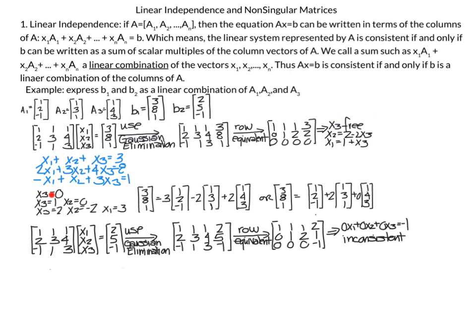So you can plug in x3 equals 0, and that's a very easy way of getting a quick solution, because x1 would equal 1 and x2 would equal 2. But I wanted to illustrate something else. I wanted a solution where x1, x2, and x3 are not equal to 0.